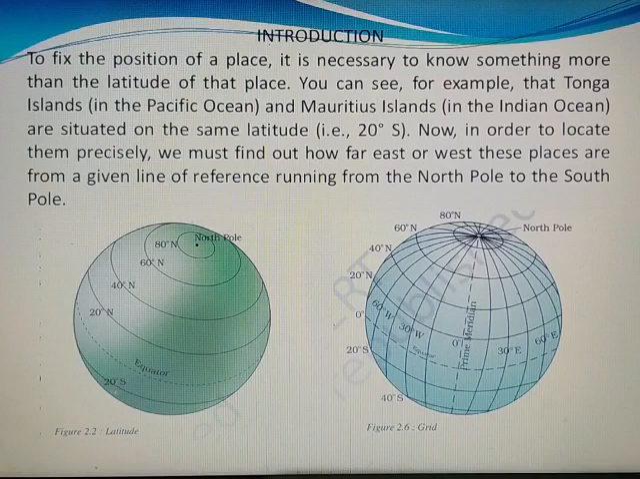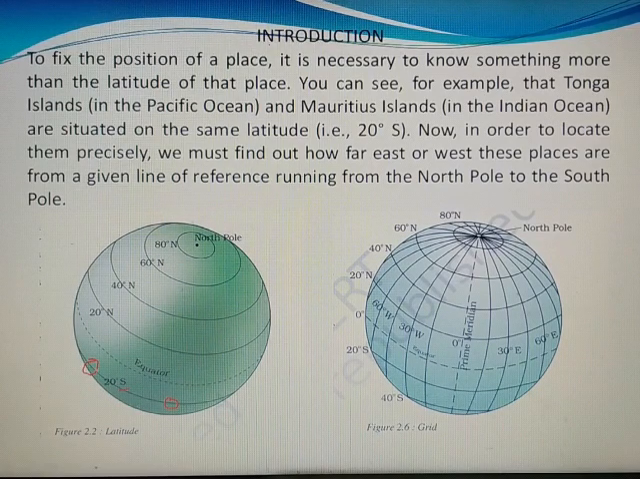So here the example is about 20 degrees south. Suppose one place is here, at 20 degrees south, and another place is also here, at 20 degrees south. Both are at 20 degrees south, and by the S we come to know that it is in the southern hemisphere, of course. But we do not know how far apart these two places are.